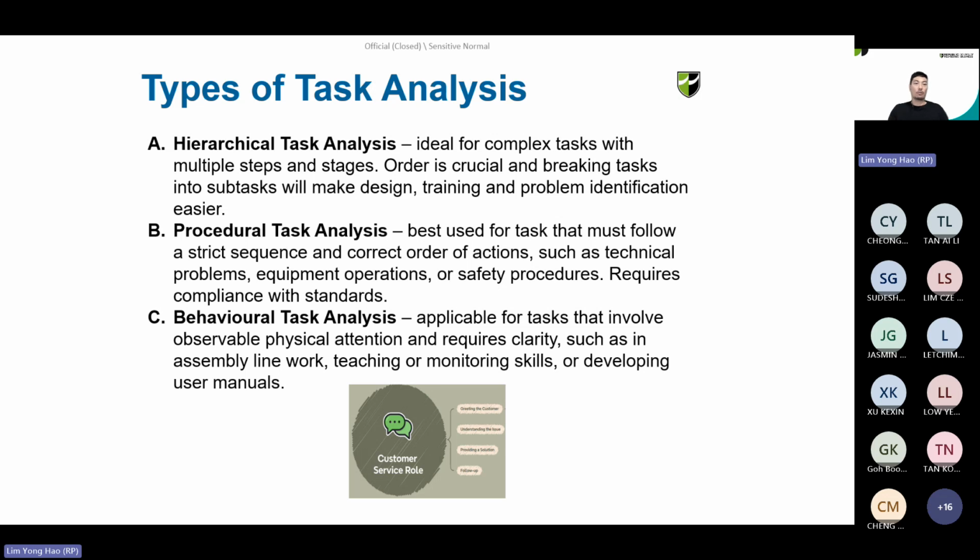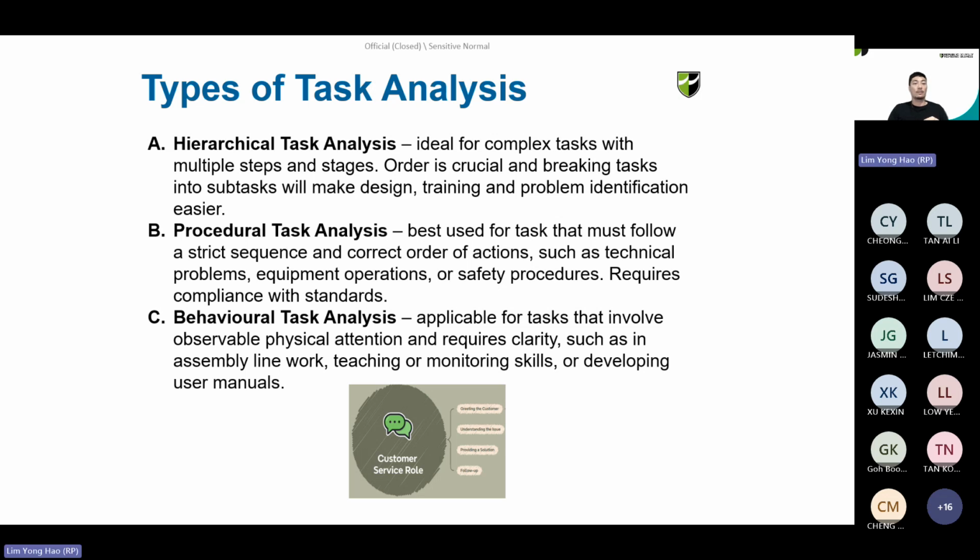Right, so you can also approach task analysis in different ways. Hierarchical task analysis, of course, is ideal for complex tasks. There's order: you do something first, followed by another thing, followed by another thing. There are subtasks, so you can break down the task from larger or major tasks to subtasks, and they follow a particular order or stage. You can use that, especially if the work proceeds in a certain stage or stepwise manner.